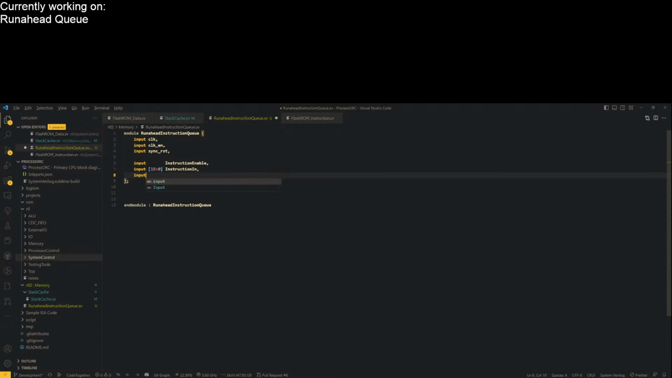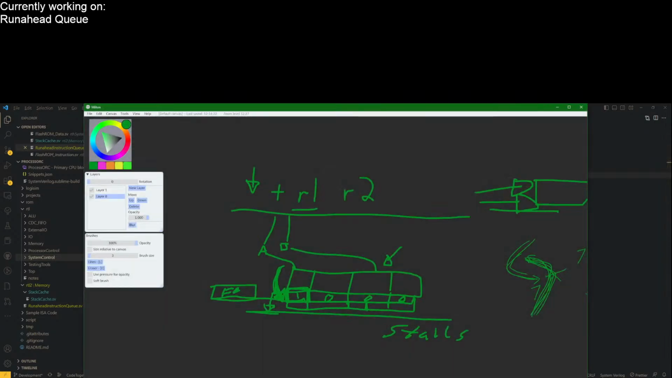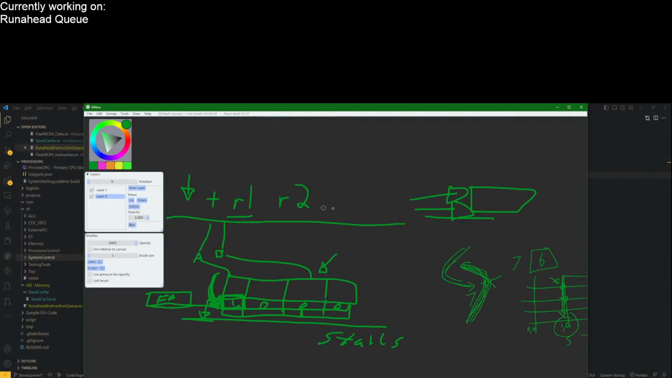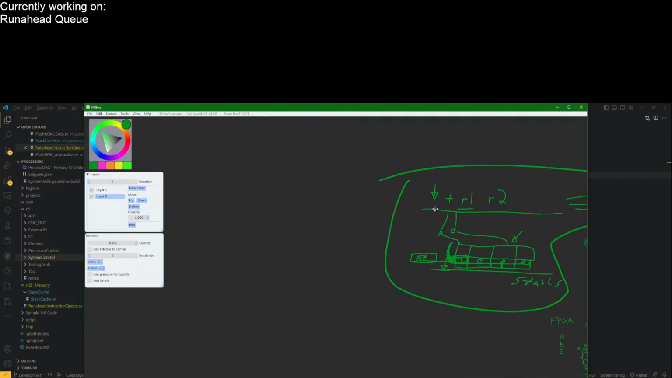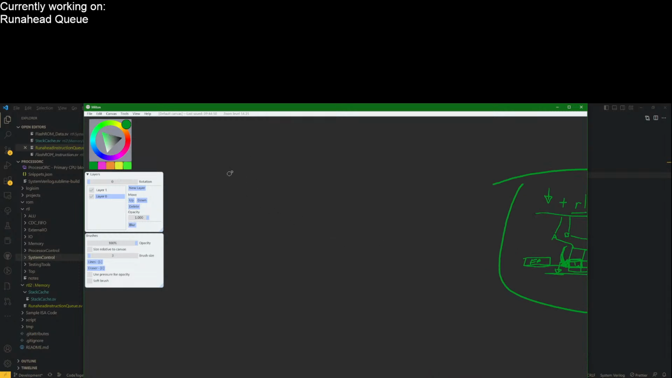So, tell me, what is a Runahead Queue, Mr. Capo? So the Runahead Queue is like, you remember when I went over this last time? Were you here for this? Or did you leave? I don't think so. Okay, so you left. So for Runahead, currently we have a register file.